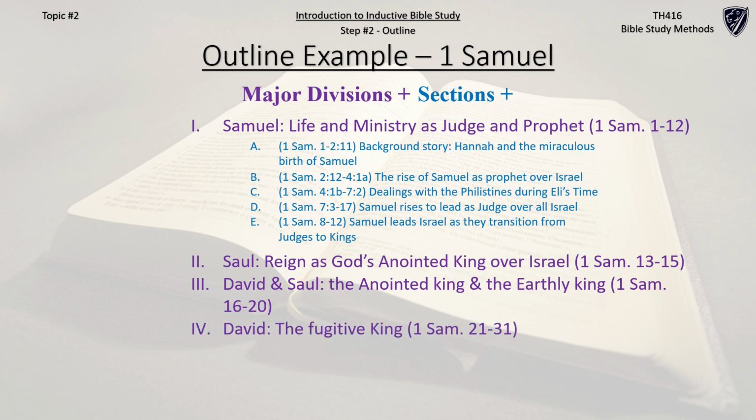And then lastly, the last portion of the book of 1 Samuel, the last major division, is David the fugitive king in chapters 21 through 31. During this entire time, the story is mostly focused on David as he's trying to run away and escape the wrath of Saul, who's trying to actively kill him during this portion of the book. But it's mainly focused on David. You'll still see Saul throughout this portion, but it's mainly focused on David, whereas the previous ones were David and Saul, and then Saul before that.